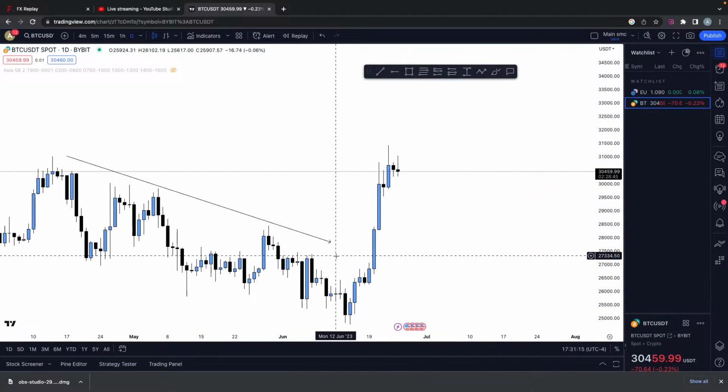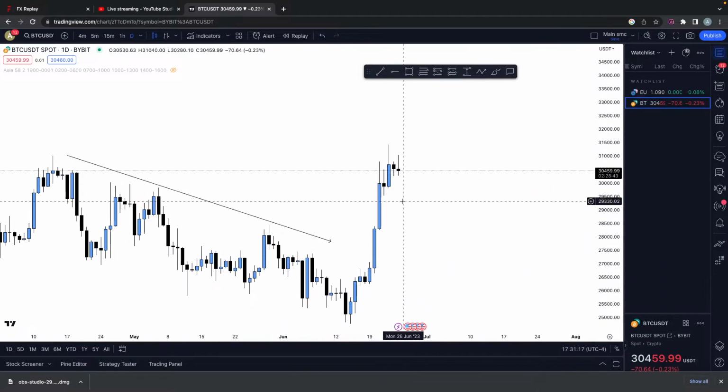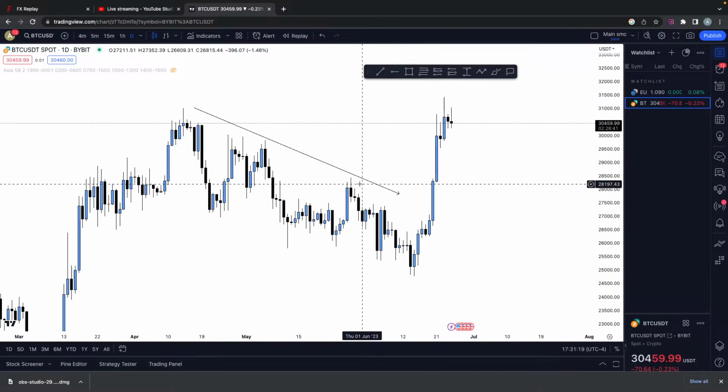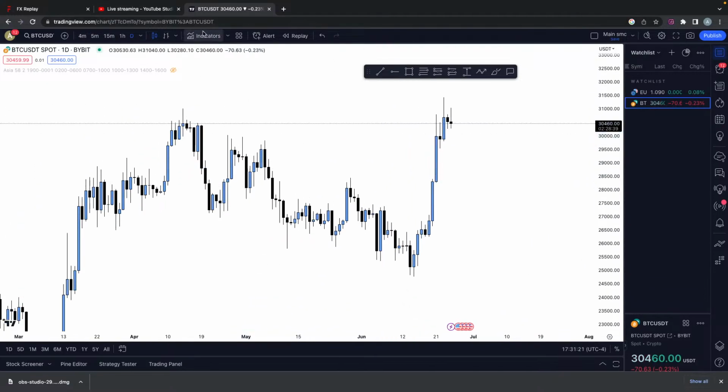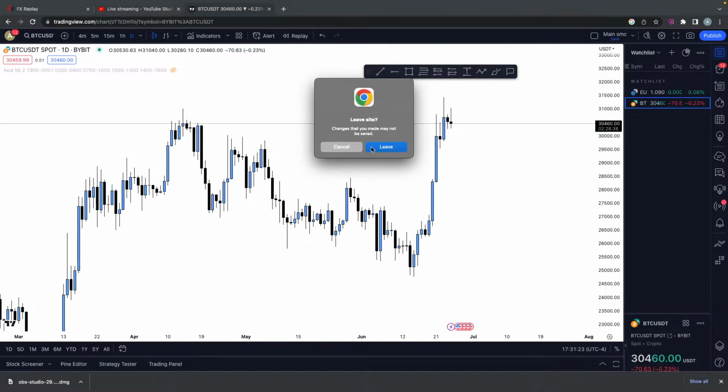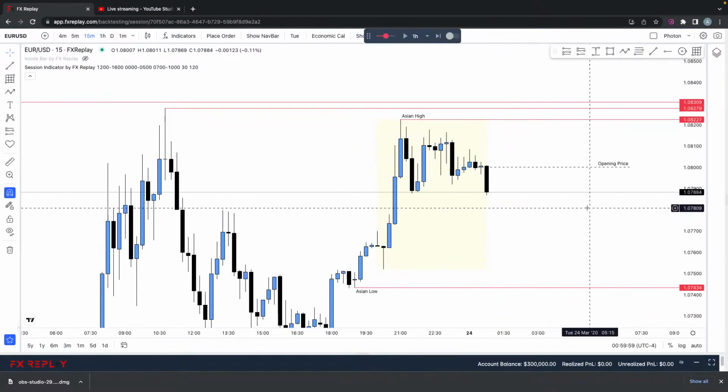So a lot of momentum. I could see it coming down to some fair value gaps here and then carrying on the move up. But the way I see it, I think it's going to push up above the 30K mark. To be fair. Okay.